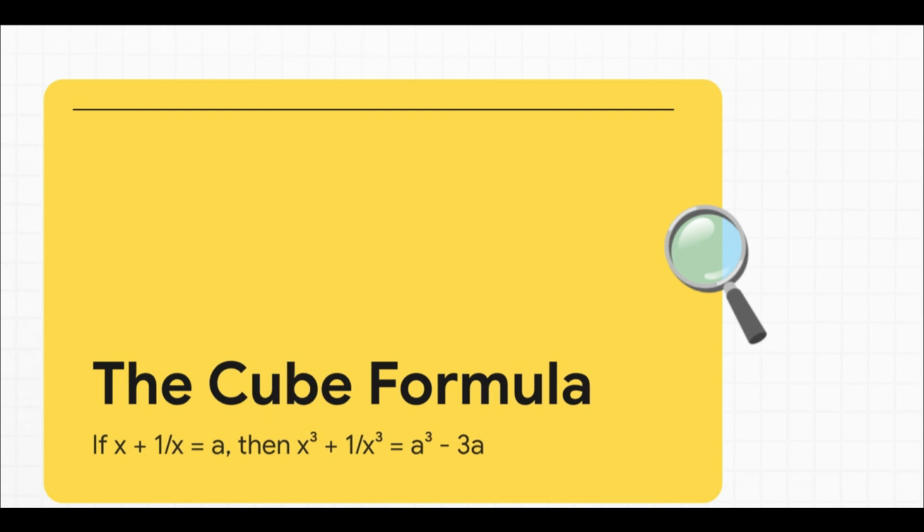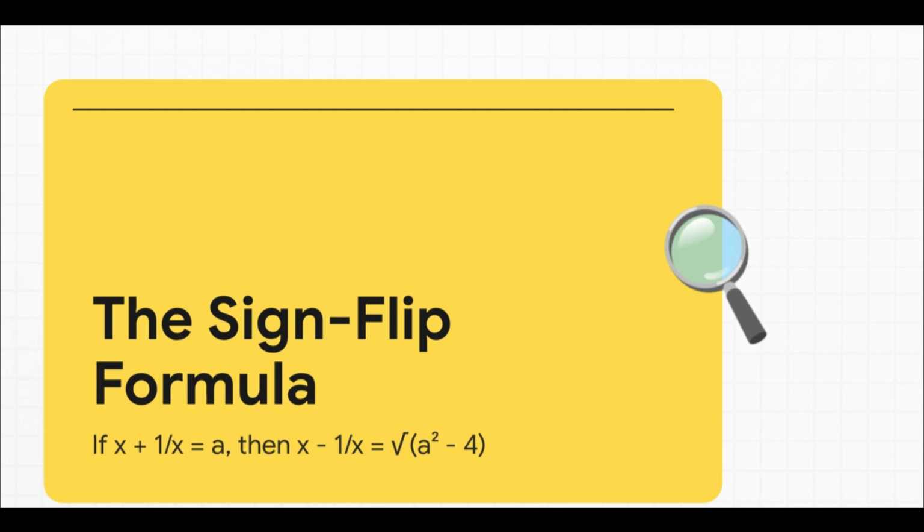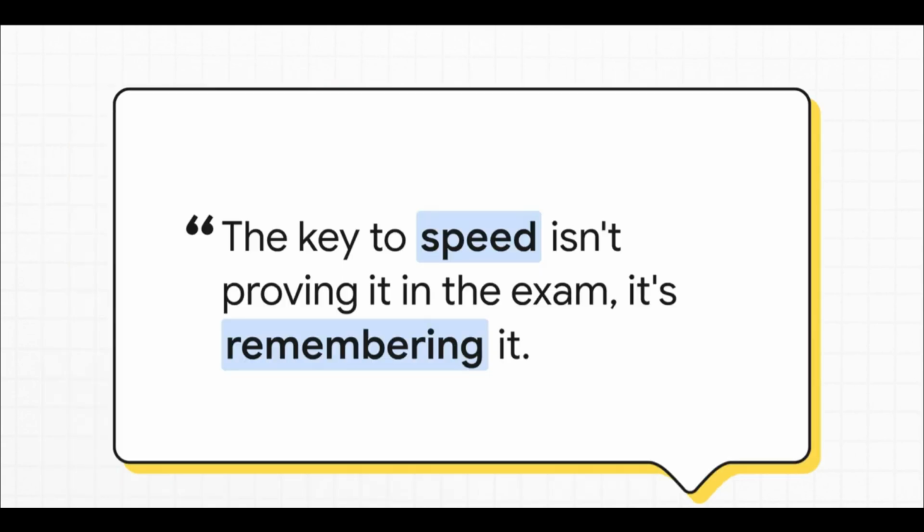All right, next is the cube formula. Same idea. To get the third power, you take your value a, you cube it, and then you subtract 3 times a. Again, it's simple, it's direct, and it is incredibly fast. And our third key is what I call the sign flip formula. Sometimes a problem will give you the plus version, but you actually need the minus version. This little trick lets you switch between them instantly. It's just the square root of a squared minus 4. Super handy. And I want you to really let this sink in. Yeah, you could derive all of these formulas from scratch, but you absolutely do not have time for that when the clock is ticking. The real key to being fast is to have these locked and loaded in your memory.